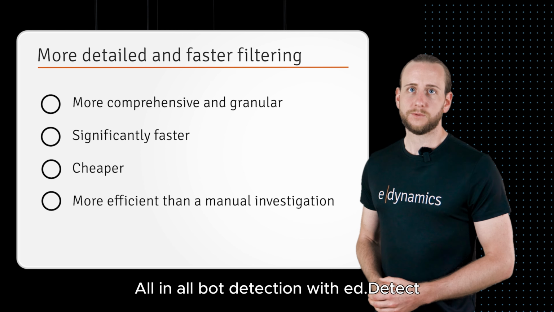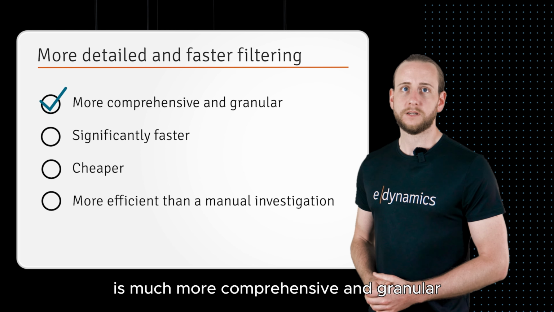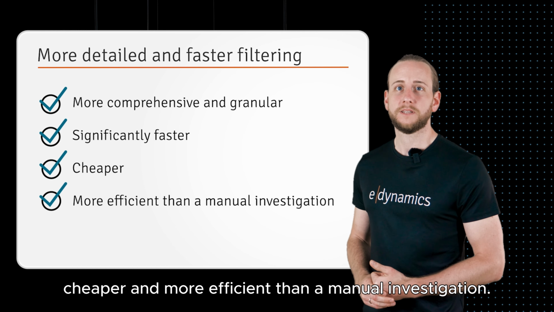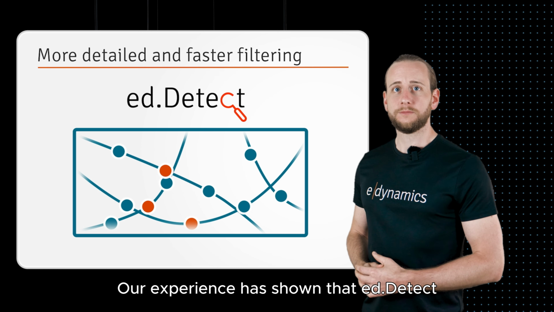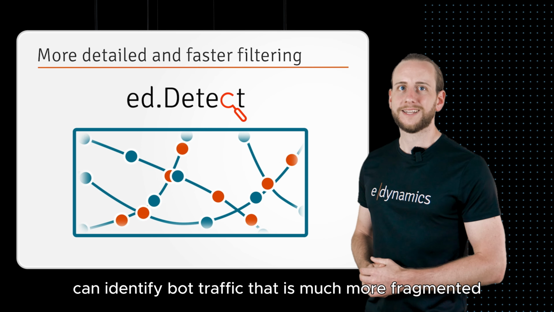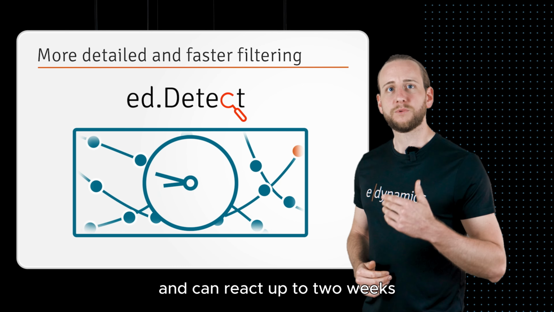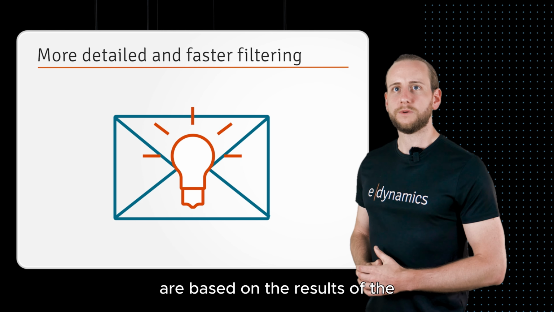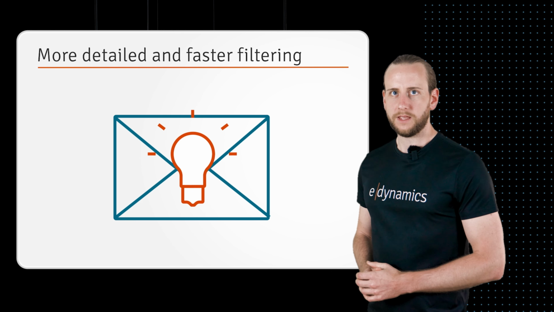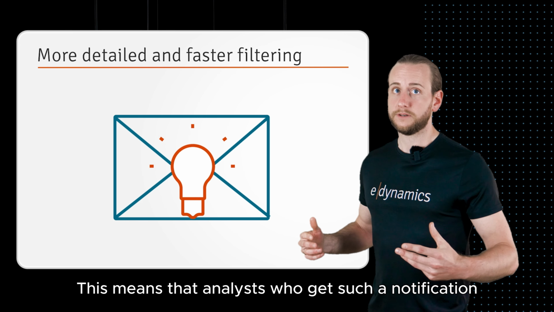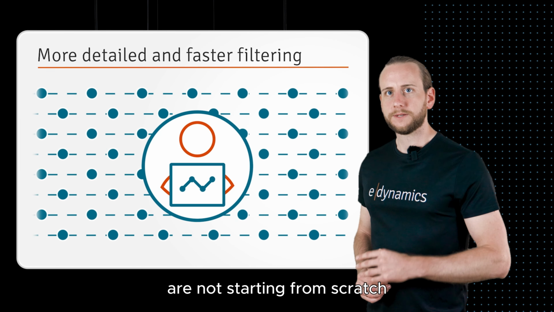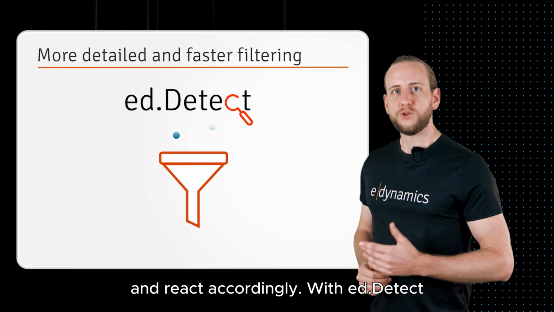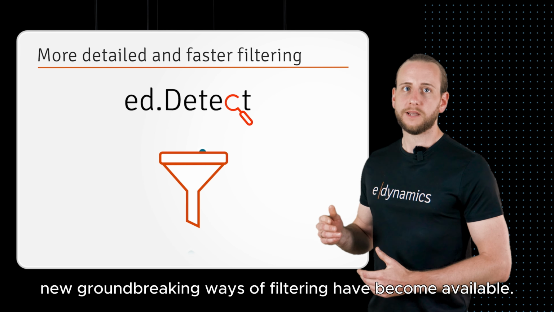All in all, bot detection with ed.Detect is much more comprehensive and granular, yet significantly faster, cheaper, and more efficient than a manual investigation. Our experience has shown that ed.Detect can identify bot traffic that is much more fragmented and can react up to 2 weeks prior to conventional methods. Intelligent notifications are based on the results of the ed.Detect core engine. This means that analysts who get such a notification are not starting from scratch and can identify bot traffic immediately and react accordingly. With ed.Detect, new groundbreaking ways of filtering have become available.